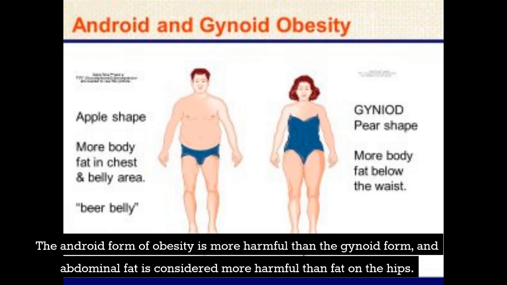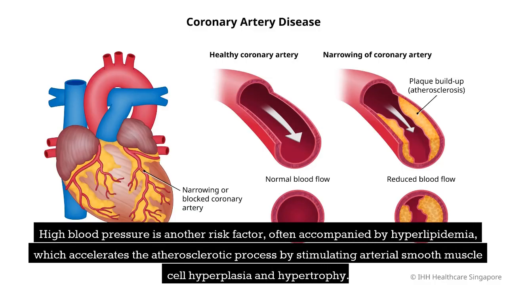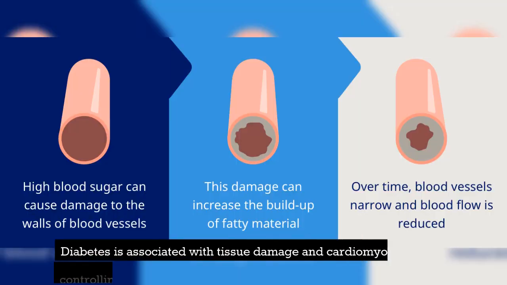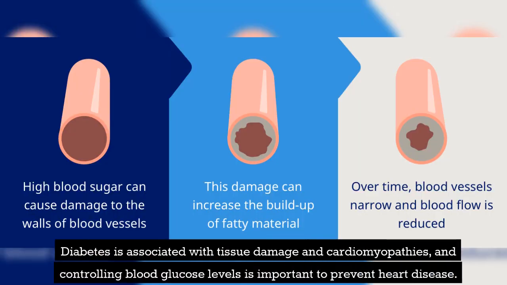fat on the hips. High blood pressure is another risk factor, often accompanied by hyperlipidemia, which accelerates the atherosclerotic process by stimulating arterial smooth muscle cell hyperplasia and hypertrophy. Diabetes is associated with tissue damage and cardiomyopathies, and controlling blood glucose levels is important to prevent heart disease.